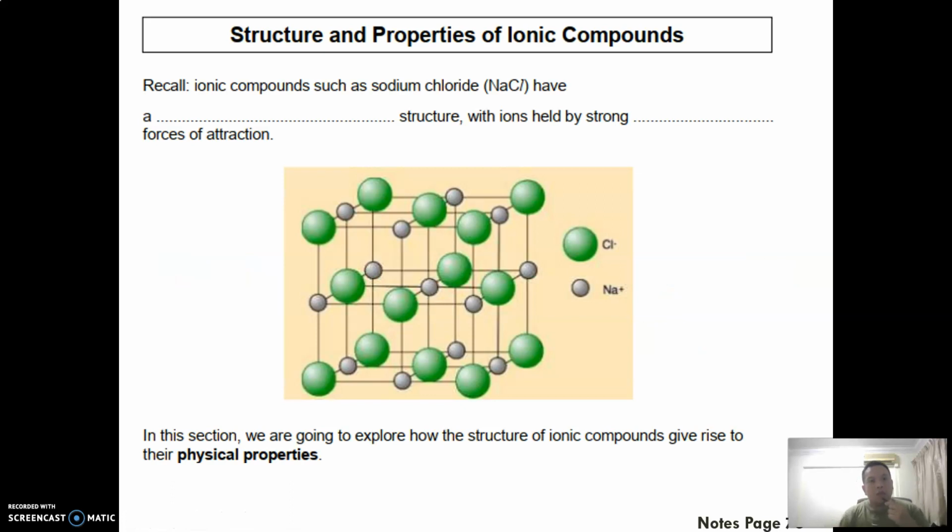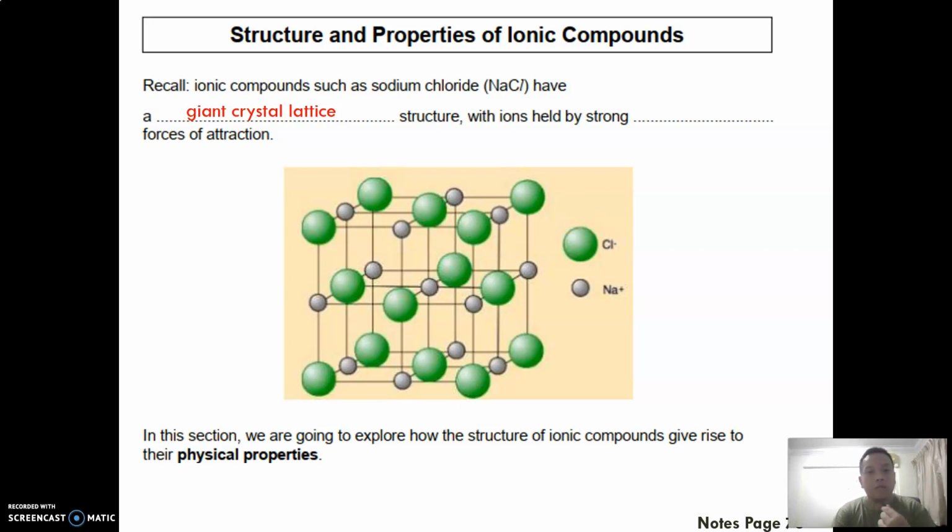Okay, so previously we have talked about ionic bonding, and we know that metals and non-metals combine together to form ionic compounds. So we will say that ionic compounds such as sodium chloride have what we call a giant crystal lattice structure. Lattice means that there is a certain pattern in which the cations and anions are arranged, as you can see from this diagram.